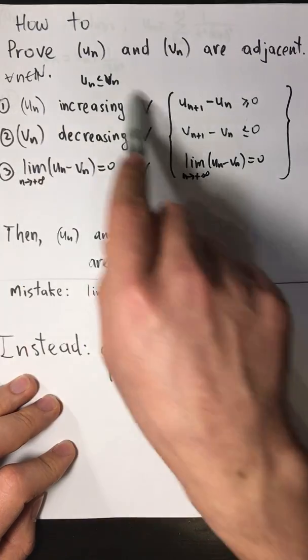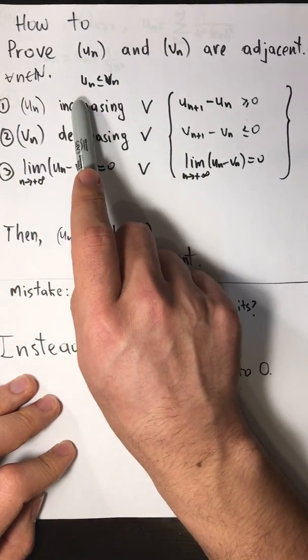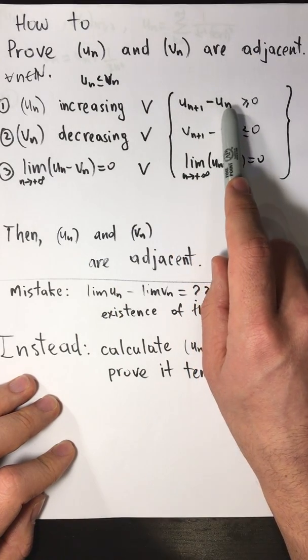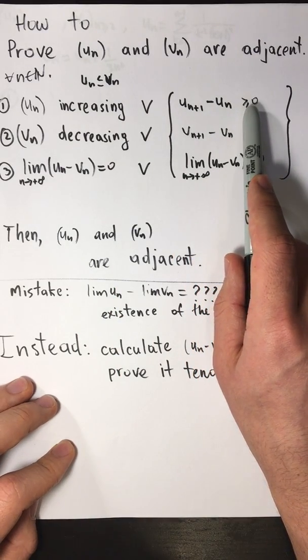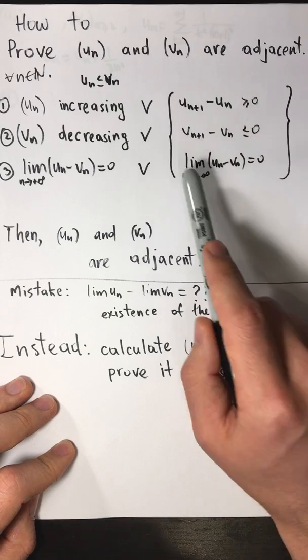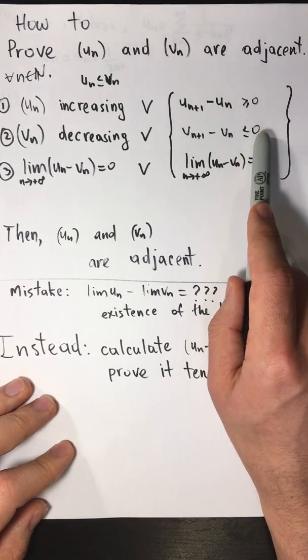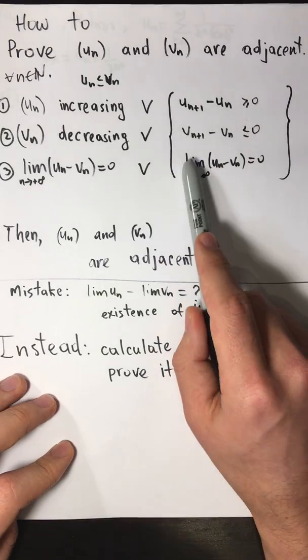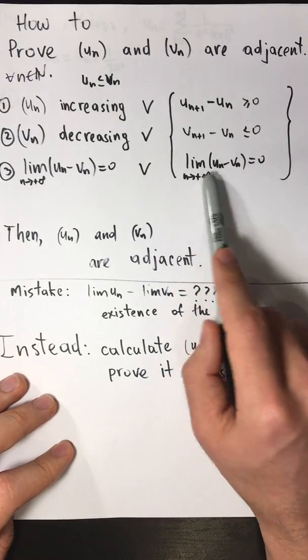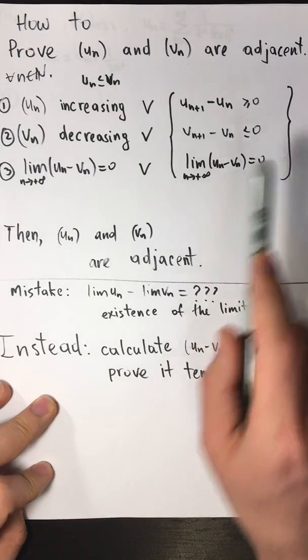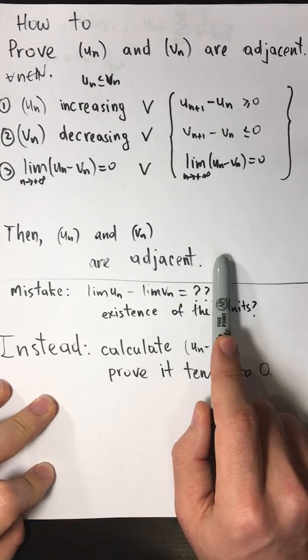If you do these three steps, it's done. How do you prove it's increasing? You need to check Un plus 1 minus Un, and it should be more than or equal to 0. This is the main idea. And Vn plus 1 minus Vn should be less than or equal to 0, and the limit of the subtraction must be 0. Then Un and Vn are adjacent.